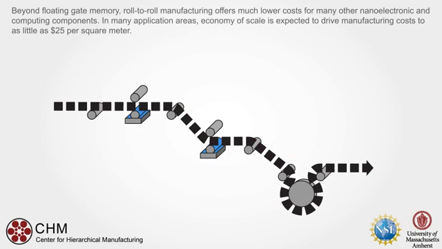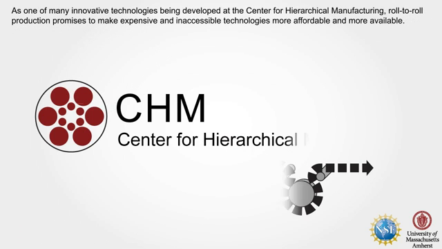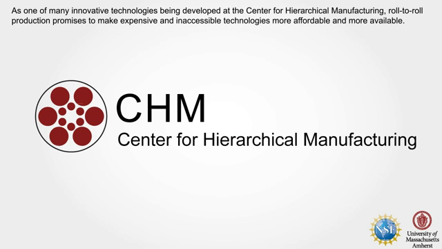Beyond floating gate memory, roll-to-roll manufacturing offers much lower costs for many other nanoelectronic and computing components. In many application areas, economy of scale is expected to drive manufacturing costs to as little as $25 per square meter. As one of many innovative technologies being developed at the Center for Hierarchical Manufacturing, roll-to-roll production promises to make expensive and inaccessible technologies more affordable and more available.